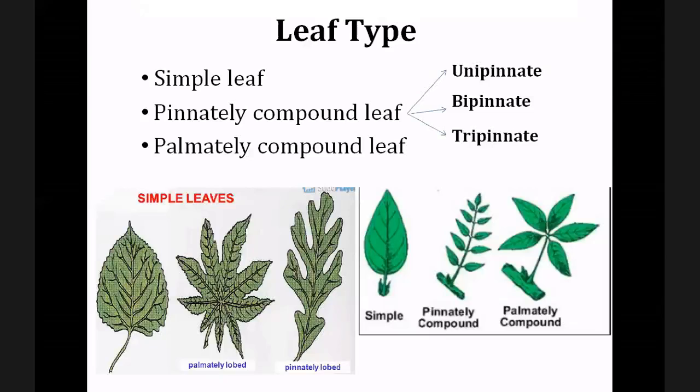We already studied that we can divide it into simple leaf and the compound leaf. Under the compound leaf, we can further divide this compound leaf into pinnately compound leaf and palmately compound leaf. There are two categories of these compound leaves, pinnately compound and palmately compound. Under the pinnately compound leaf, we further divide it into unipinnate, bipinnate, and tripinnate.